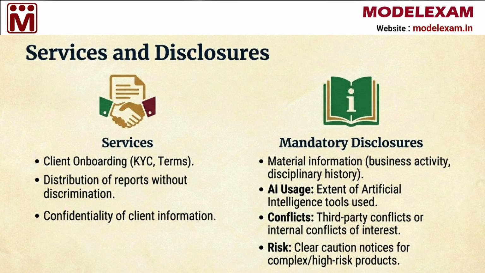On the right side, you see the mandatory disclosures. An analyst must reveal any material information about their business and disciplinary history. They must disclose the extent to which artificial intelligence is used. They must openly state any conflicts of interest and provide clear caution notices for high-risk products so the client knows exactly what they are getting into.